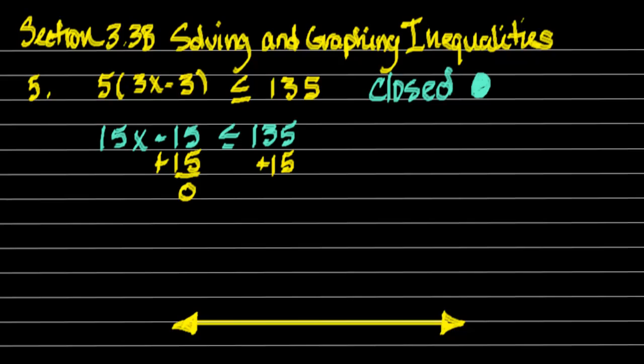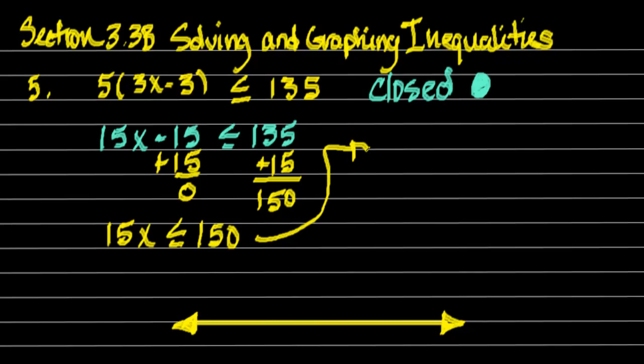135 plus 15 is 150. So now my new inequality is 15x is less than or equal to 150. Let's go up here and we'll finish this inequality. So 15x is less than or equal to 150.